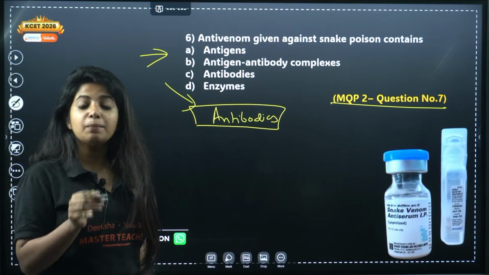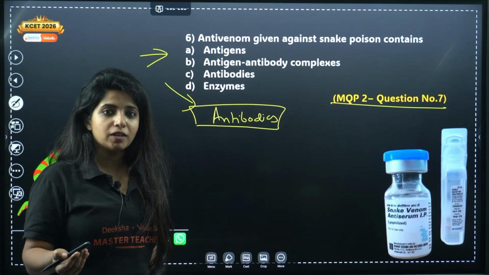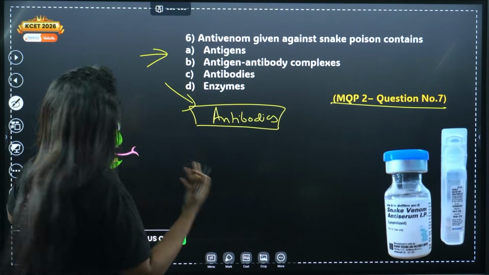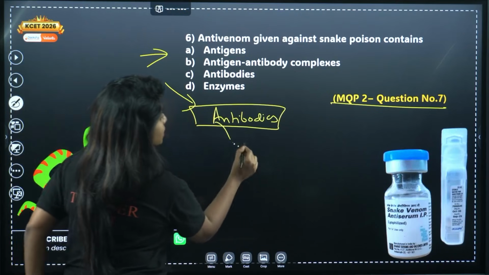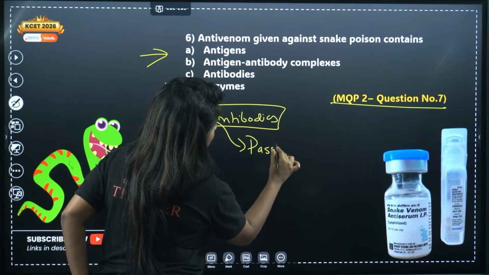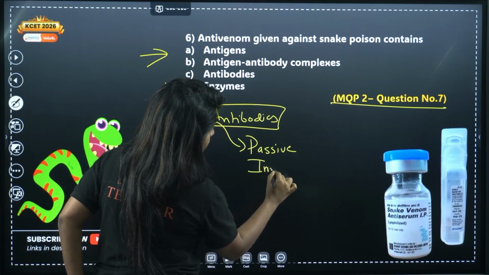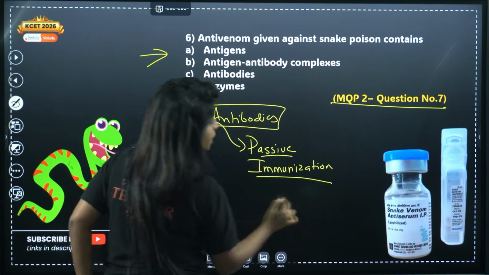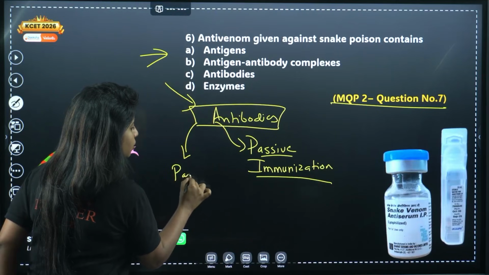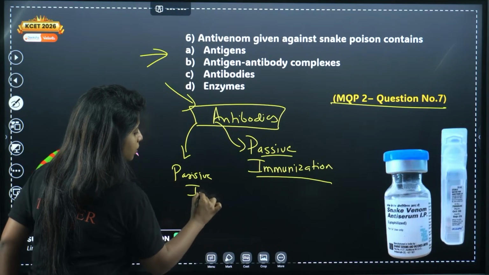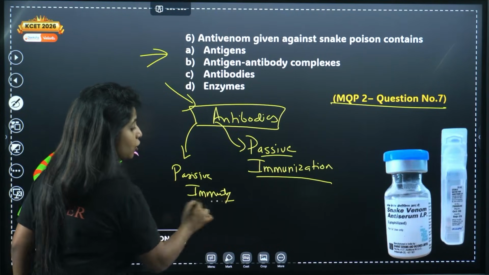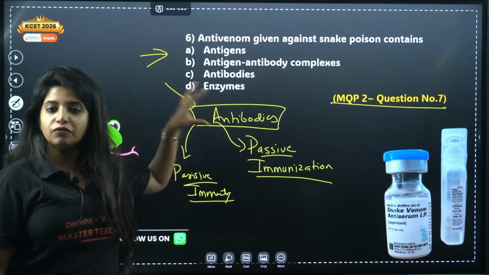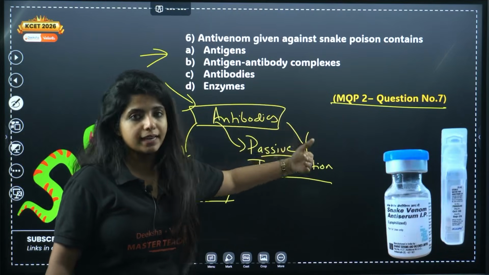Okay, and what do you call this type of immunization, where you are giving ready-made antibodies? We are not waiting for your body to produce them, you are giving ready-made antibodies. This is known as passive immunization, a type of passive immunity. If your body is producing antibodies by itself, it is known as active immunity. But here we are relying on passive immunization.